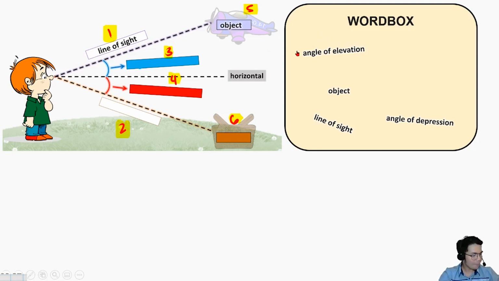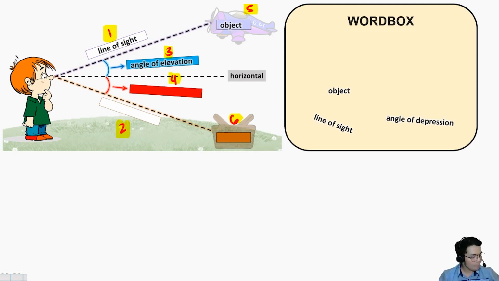Yes, Anshirina. Number 3, angle of elevation. This angle is formed using the horizontal. Remember, our angle of elevation and depression will always come from a horizontal line going to the line of sight. It is the angle between those two given lines. The horizontal is also the line of sight. So when the object is above, it is the angle of elevation.